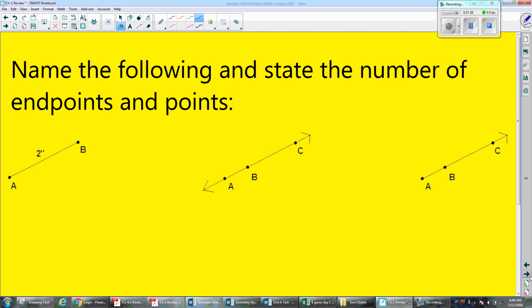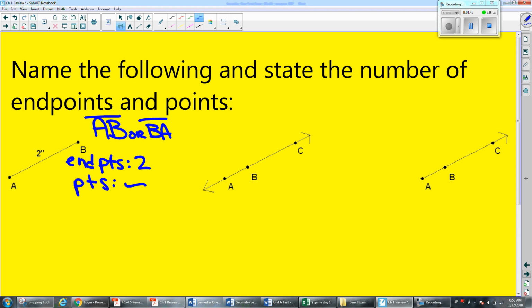Okay, so you want to name the following and state the number of endpoints and points. So this is just a segment. You could say segment AB, or you could say segment BA. Either way would work. Okay, the number of endpoints, it has 2. And the points that are on this line is really infinitely many. There's infinitely many points in between them.